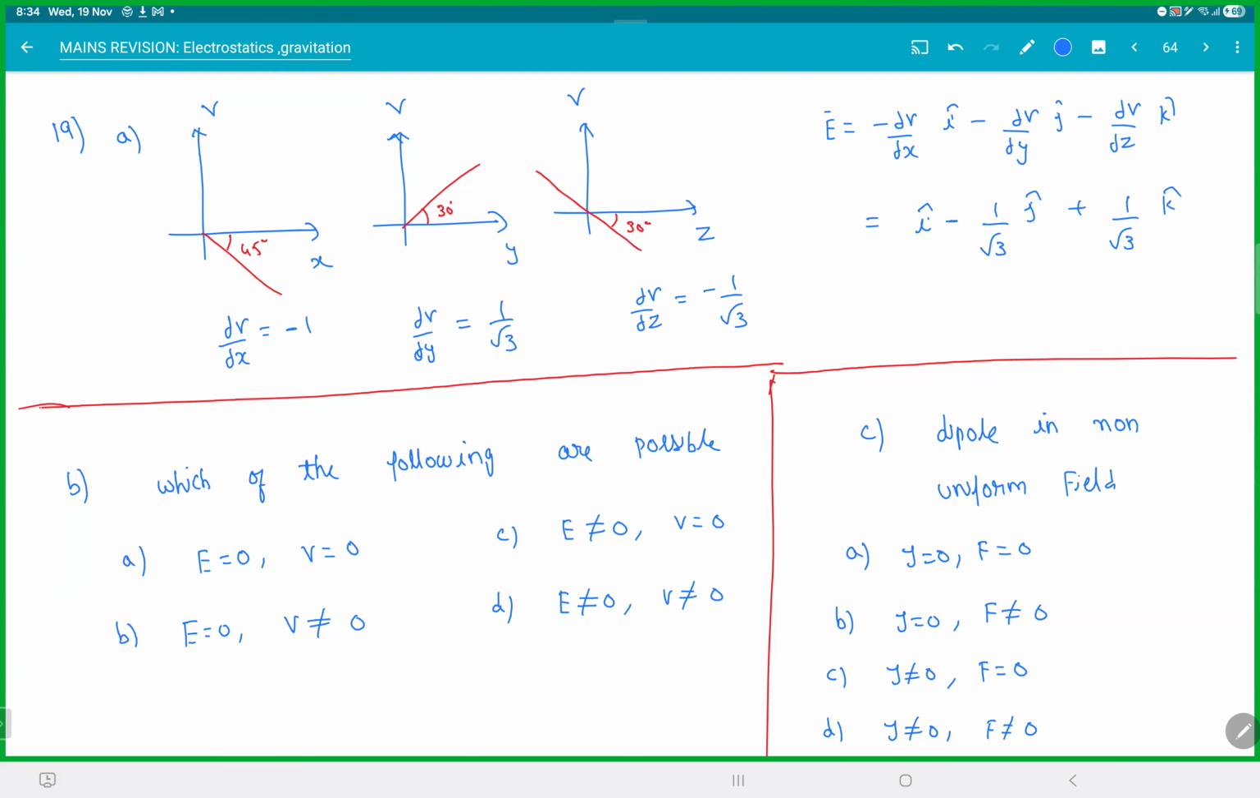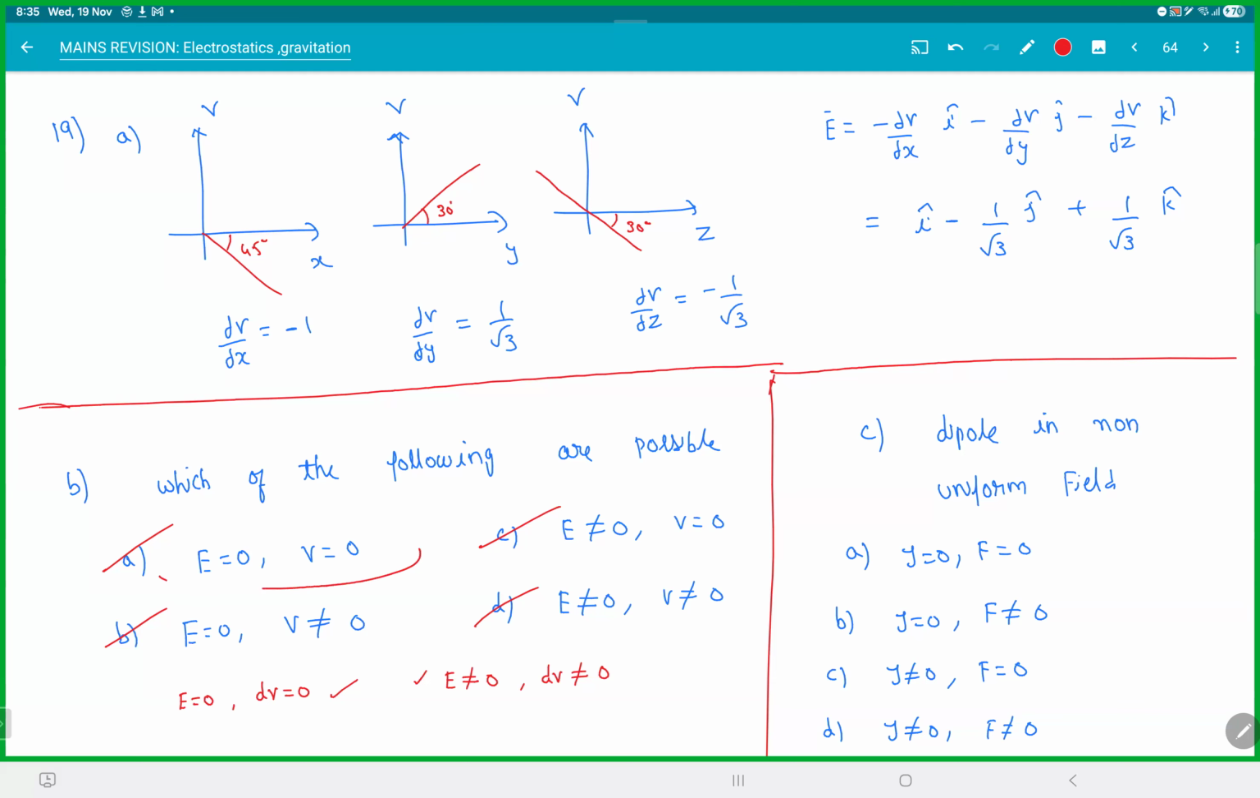Clear? What about the next one? Which of the following are possible? All are possible. Now people mistake this with something else. If E is 0, remember the relation between E and V: E is not V by r, E is dV by dr. So if E is 0, then dV has to be 0. This is right. If E is not 0, then dV will not be 0. So don't get confused between dV and V. Both are two different things. I hope you're getting it.